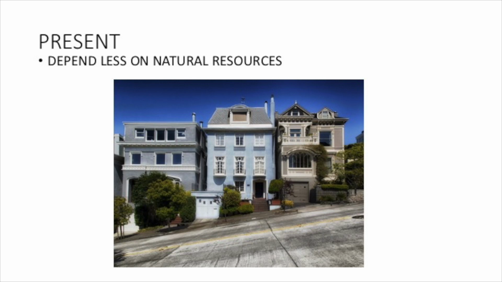But now we're into the present. We depend less on natural resources. Yes, nowadays we have water supply. When we're at home, we turn our taps, water comes out. And when we're at home, if we flick the light switch, we get electricity. That means people are less dependent on natural resources. Nowadays, people can live far away from the water. It doesn't matter. They can get water from their tap.